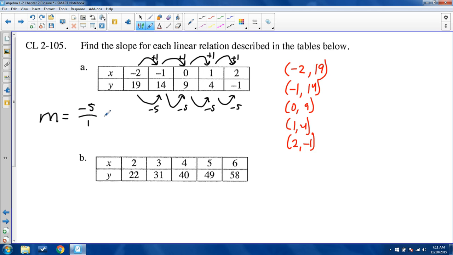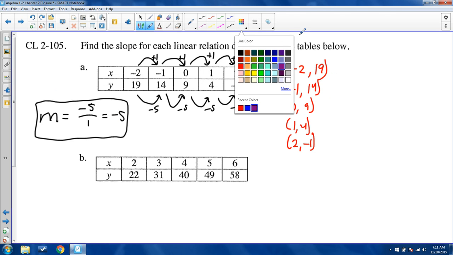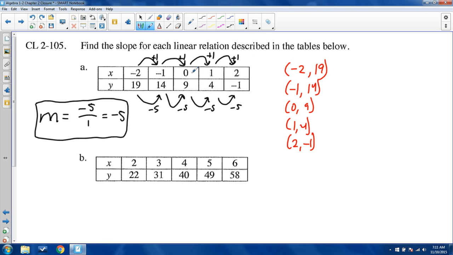This is -5 over 1. Or you could also simply put -5. But the fraction -5 over 1 is probably more useful for your graph, and this probably looks cleaner in an equation. They're not asking us to find the equation of this line, but if I did, I would be looking at that slope and this y-intercept right here.